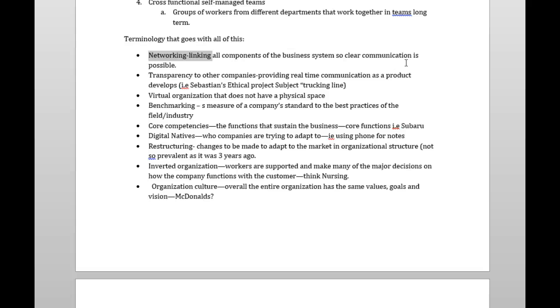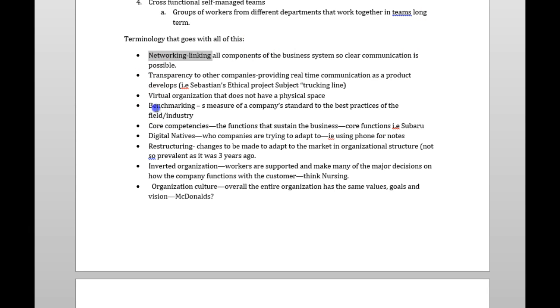You can have a virtual organization that doesn't have a physical space. I've kind of worked in that environment when I was in the Northwest. I really didn't have an office. I worked out of my apartment and set things up, but I had an administrative assistant who was at another location. So we didn't have a physical space, but we still existed as an entity.